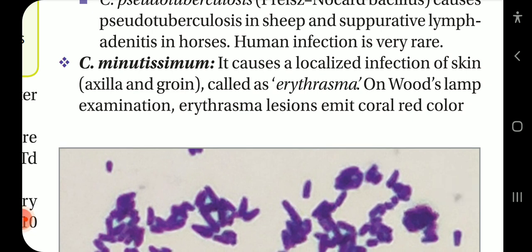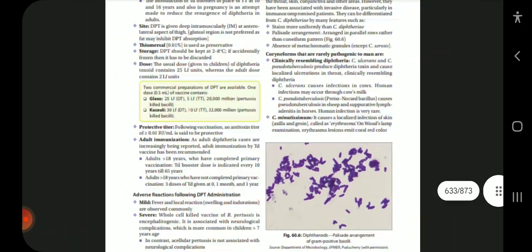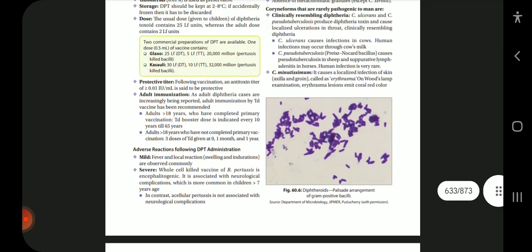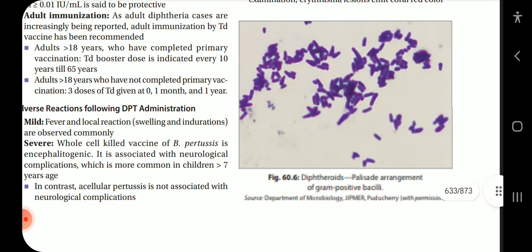Corynebacterium minutissimum causes a localized infection of skin, axilla and groin known as erythrasma, seen on Wood's lamp examination. Erythrasma lesions emit coral red color. Now in this figure we can see diphtheroids, which have a palisade arrangement of gram-positive bacilli.